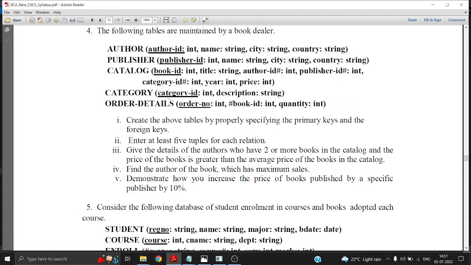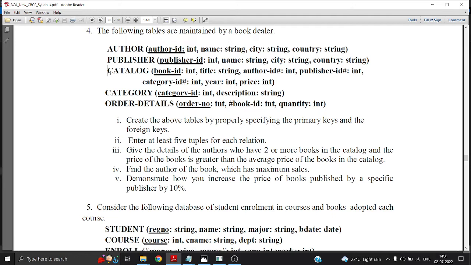So when we look at the table author, as the name itself says, this table maintains the information about author like author ID, name, city and country. Again, when it comes to the publisher, it maintains the information about publisher ID, name, city and country. Again, when it comes to the category table, it maintains the information about category ID and description. That means the kind of categories of textbooks that are available with the book dealer.